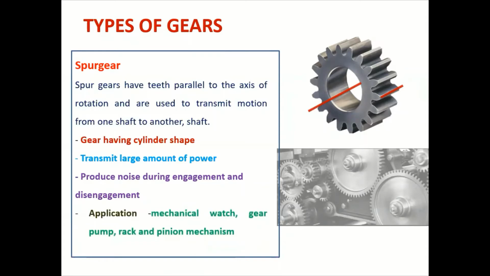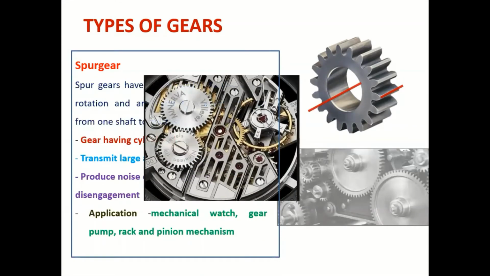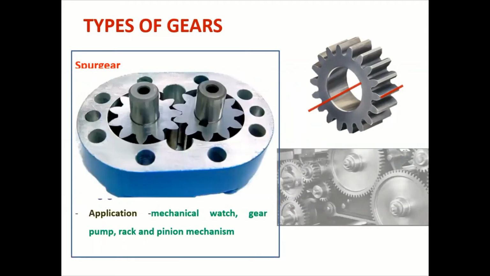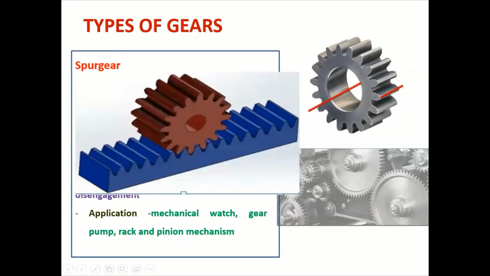As per the application, you can see we can use it in the gear in the watch, that is a spur gear. Then the gear in the pump, which is called a gear pump, and the other one is the rack and pinion. You can see this is a spur gear again.